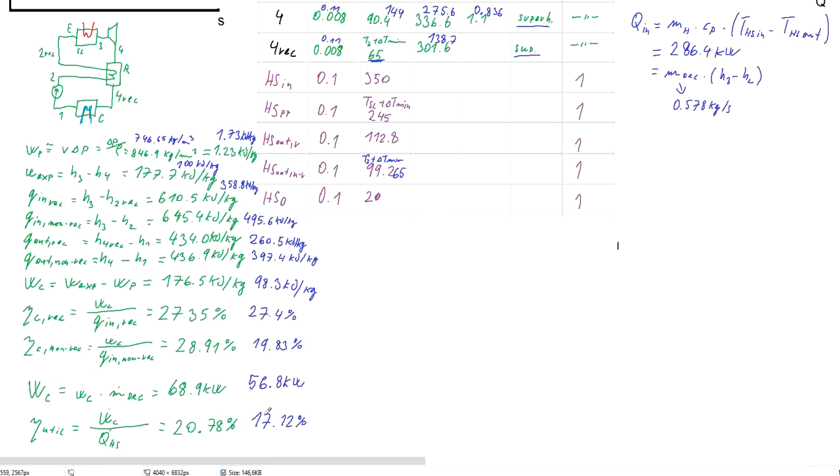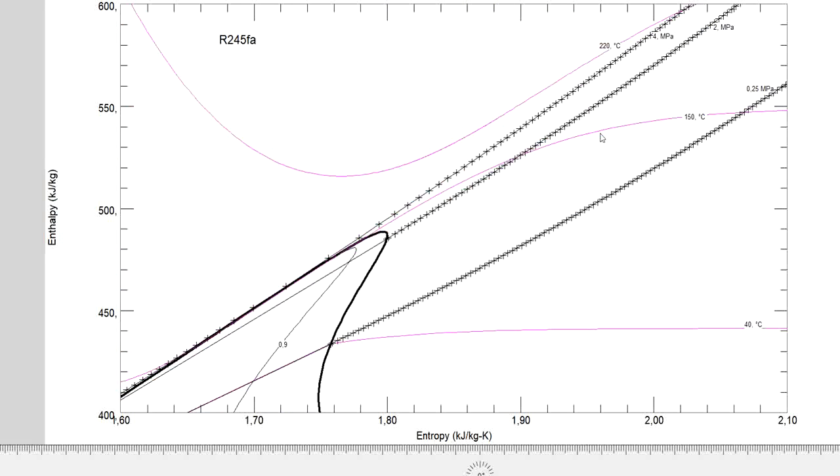Now at last, let's go for the R245FA. And for the R245FA, at first let's have a direct look at the enthalpy entropy diagram and find the important points. So condensation at 40 degrees C. For that we have the pressure 2.5 bars, 0.25 megapascals.